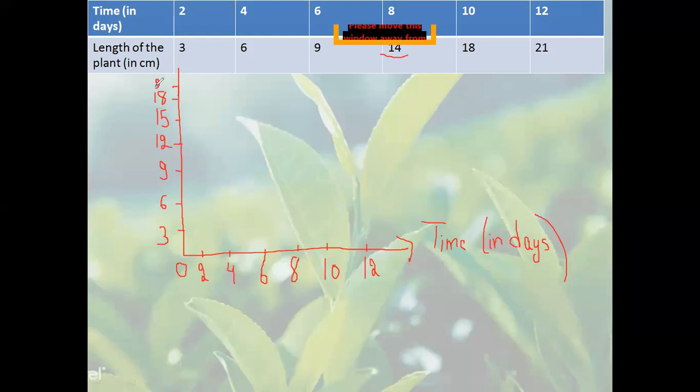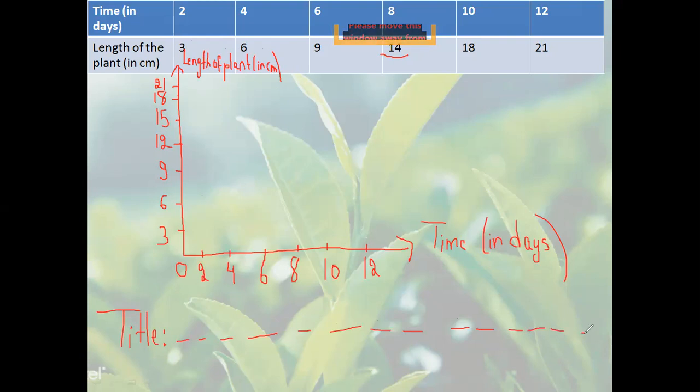Sure, you have to use graph paper to be more accurate. I don't have graph paper here, and I'm using my hand, not a ruler. This is the length of plant in centimeter. So this is the first step. Then I prefer to give the title immediately. What is the title of this graph? A graph showing the variation of the length of the plant as a function of time in days.